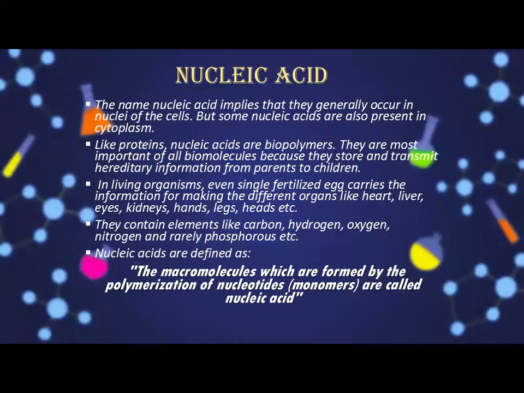So first of all, what is nucleic acid? The name nucleic acid implies that they generally occur in the nuclei of cells, but some nucleic acids are also present in the cytoplasm. By name it gives a clue that nucleic acid must be present in the nucleus of the cell. You know that every human being is composed of cells, and each cell has its own nucleus. In this nucleus, the nucleic acids are present. But nucleic acids are also present in the cytoplasm of the cell.